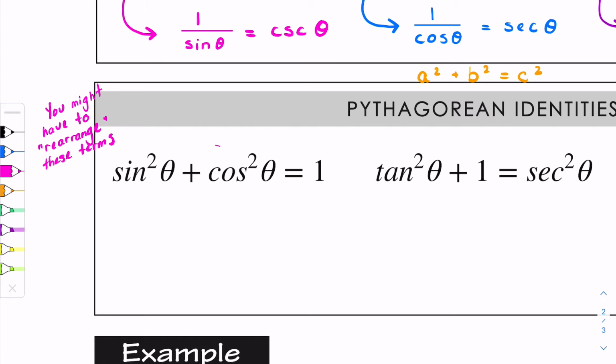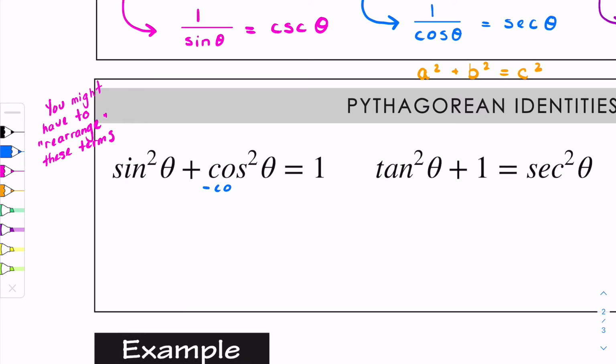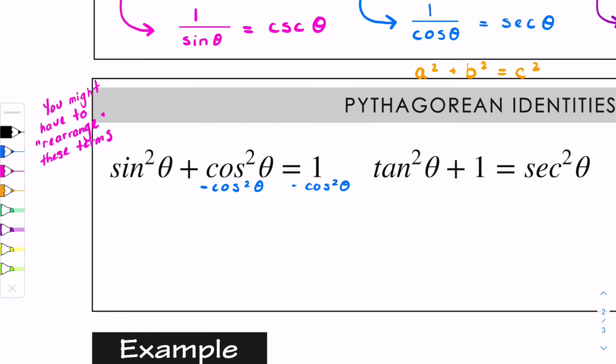So the first one, which is sine squared theta plus cosine squared theta is equal to 1. To rework this, we could swap the cosine value to the opposite side. So we could subtract cosine squared theta from both sides. That gives us sine of theta squared is equal to 1 minus cosine of theta squared. So same identity in a different form.